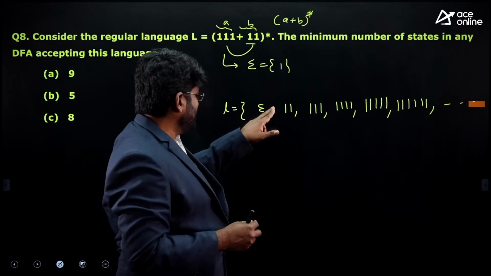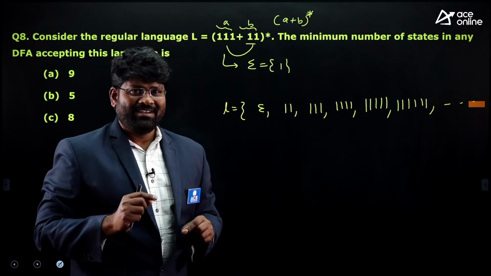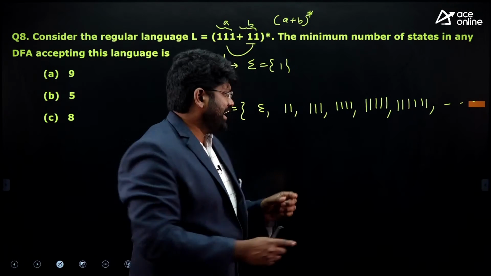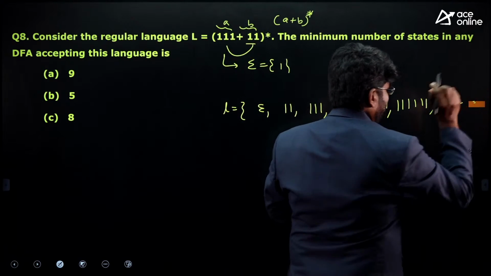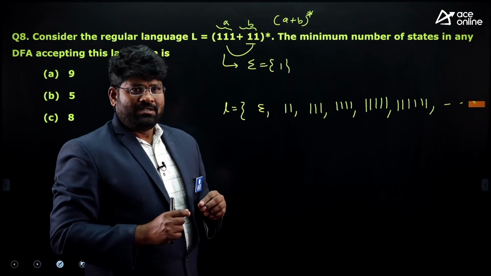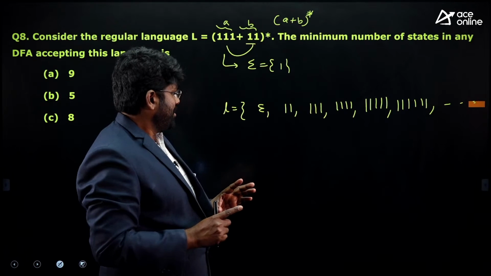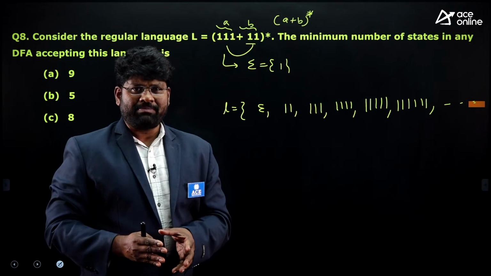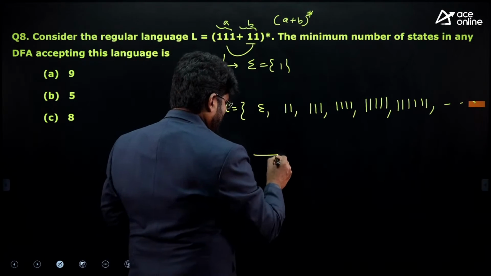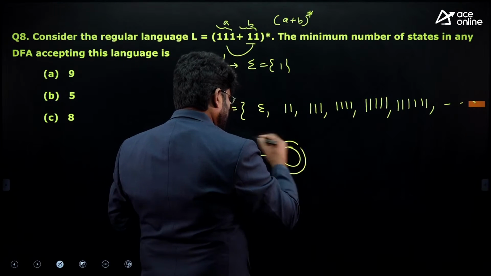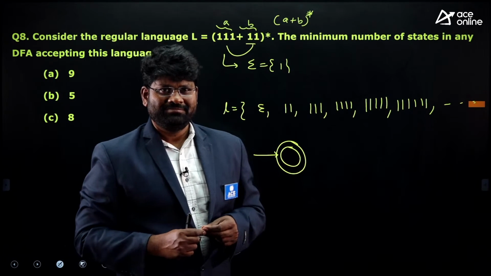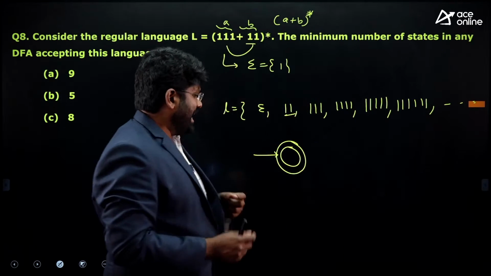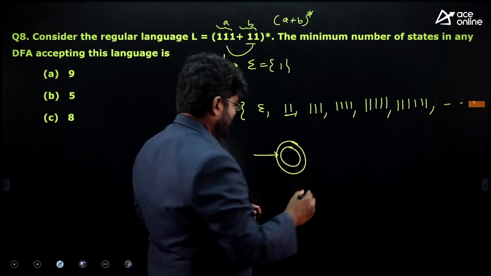You cannot produce a single one from here, but you can produce 2 ones, 3 ones, 4 ones, 5 ones, and any number of ones from here. If you look at this diagram, what you will identify is that I need a finite automata to accept epsilon first of all. So you can draw the epsilon here. Make this the initial and final state. That is the first thing it has to accept.